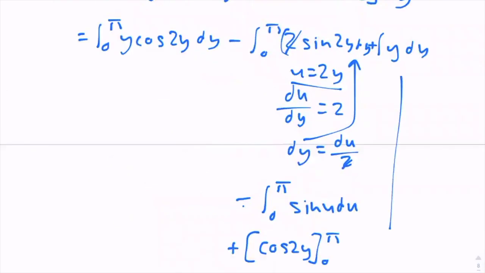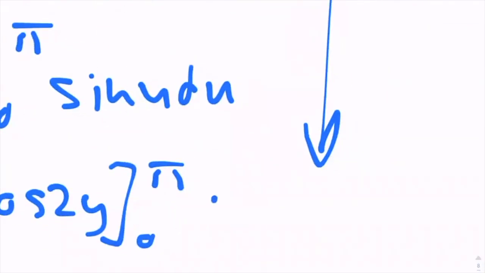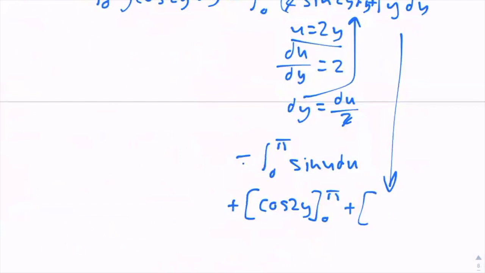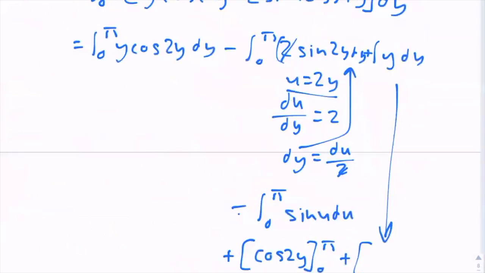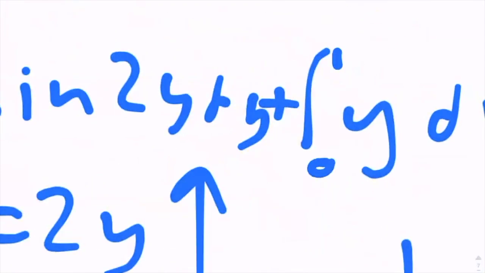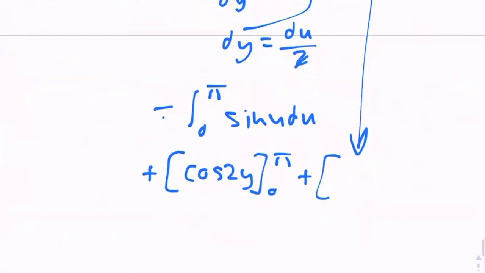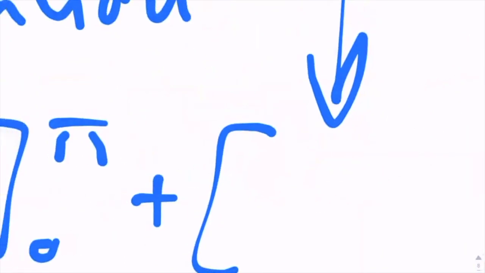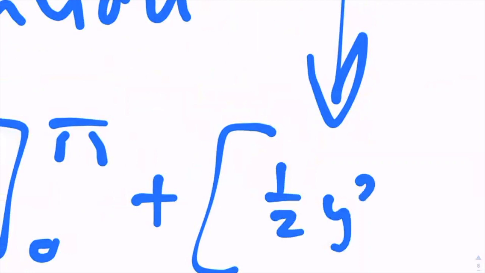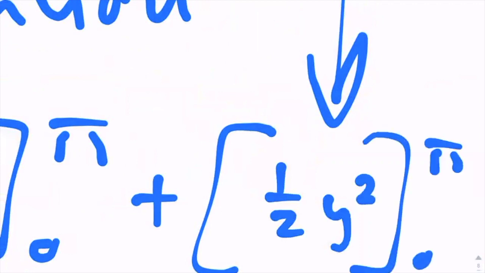And then bring this down. This, again, a very simple integration of integral of y from 0 to pi, don't forget your limits, would be 1/2 y squared from 0 to pi.